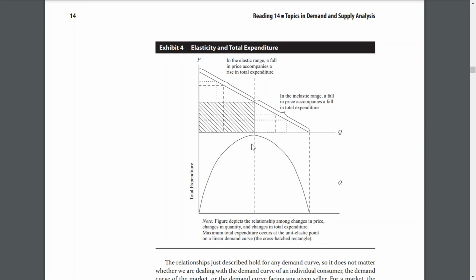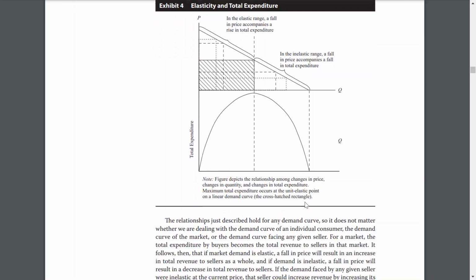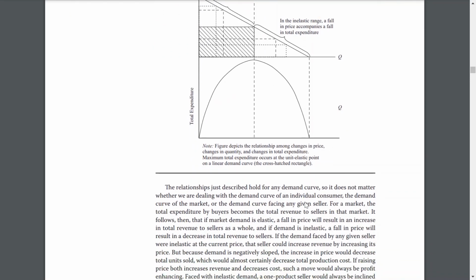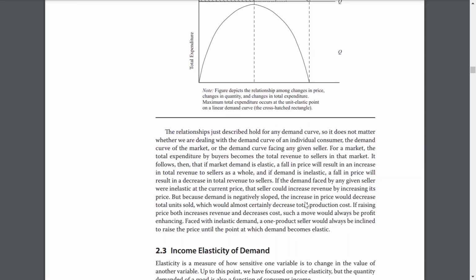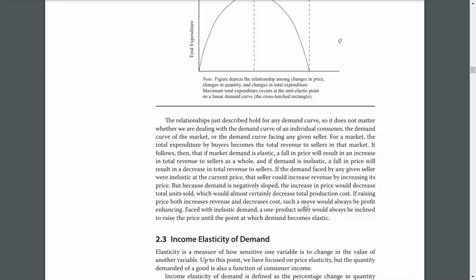The relationship as described holds for any demand curve, so it does not matter whether we are dealing with the demand curve of the individual consumer, the demand curve of the market, or the demand curve facing any given seller. For a market, the total expenditure by buyers becomes the total revenue to sellers in the market, and it follows that if market demand is elastic, a fall in price will result in an increase in total revenue to sellers as a whole. And if demand is inelastic, a fall in price will result in a decrease in total revenue to sellers.